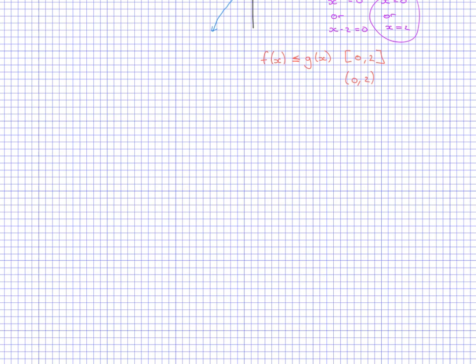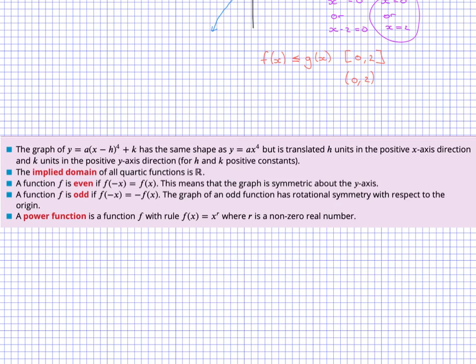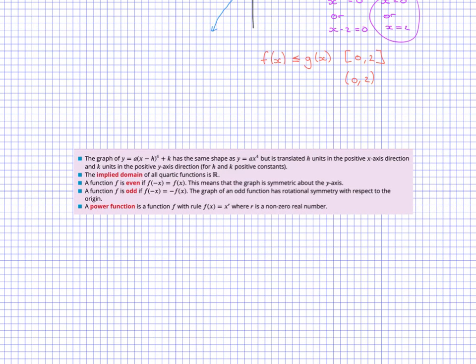So to cap it all off, we've got this particularly useful thing from the book, the key concepts for the set. It just goes through a few little points. Quartic turning point has the same shape as that, but translated. The implied domain of all quartic functions is R, just like for parabolas. A function is even if this criteria is met, symmetric about the y-axis. Odd if this criteria is met, rotational symmetry with respect to the origin.